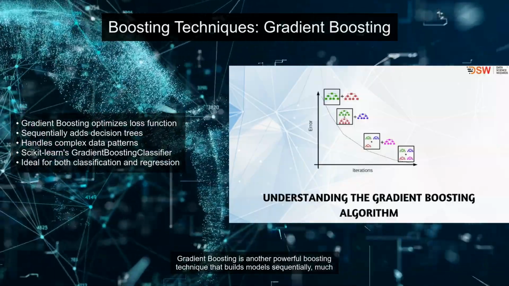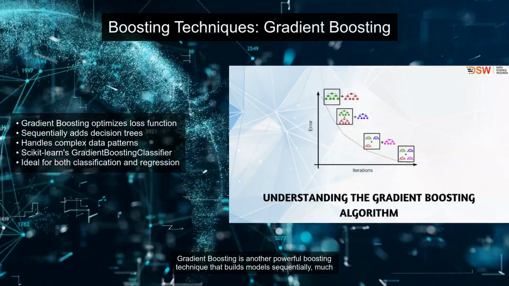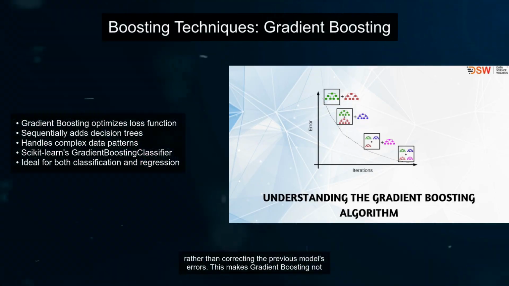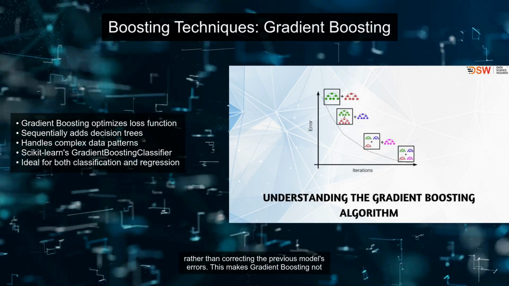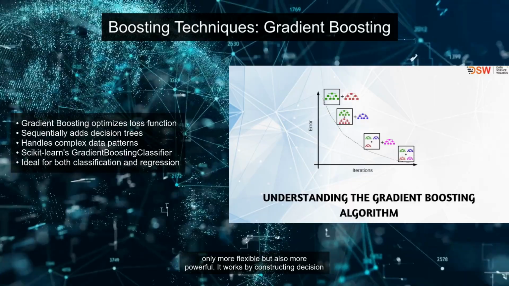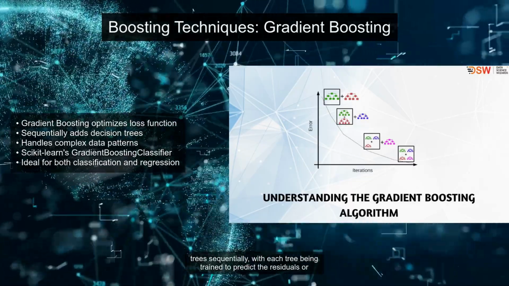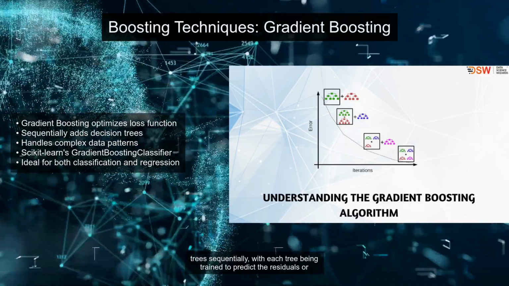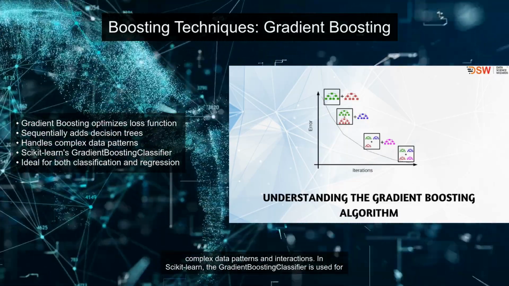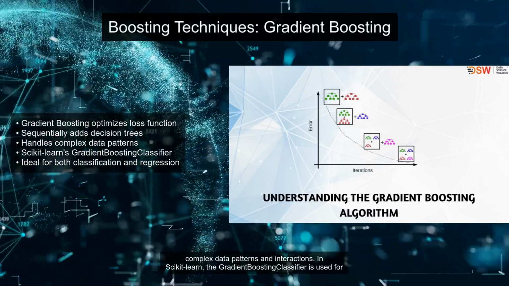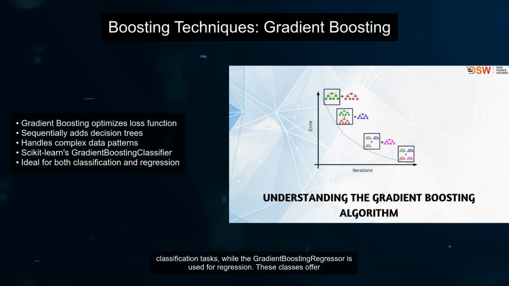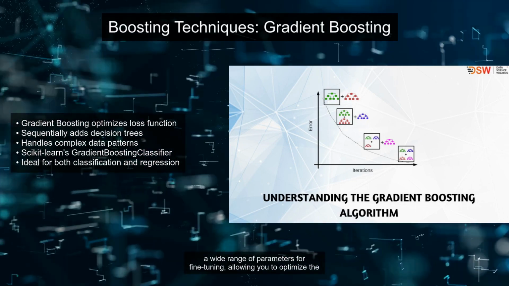Gradient boosting is another powerful boosting technique that builds models sequentially, much like AdaBoost, but with a key difference: it optimizes a loss function rather than correcting the previous model's errors. This makes gradient boosting not only more flexible but also more powerful. It works by constructing decision trees sequentially, with each tree being trained to predict the residuals or errors of the previous models. This approach allows the model to handle complex data patterns and interactions. In Scikit-learn, the gradient boosting classifier is used for classification tasks, while the gradient boosting regressor is used for regression.